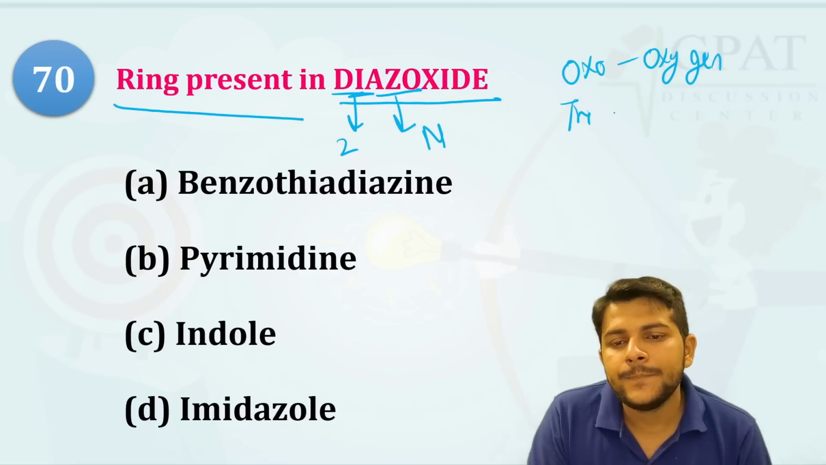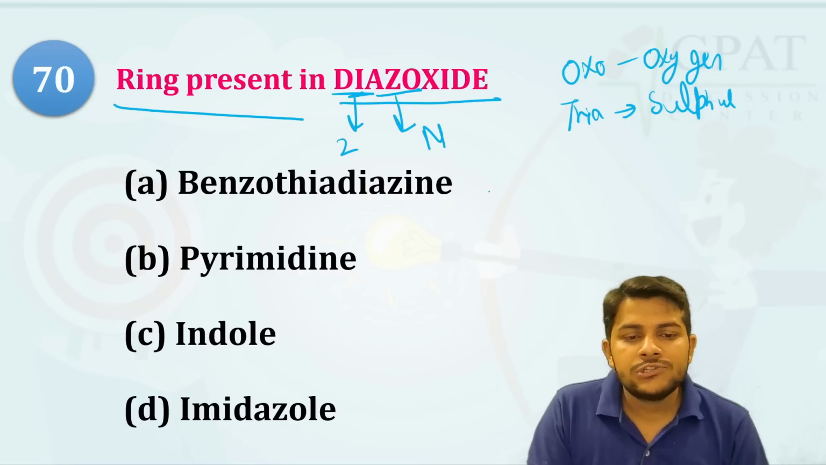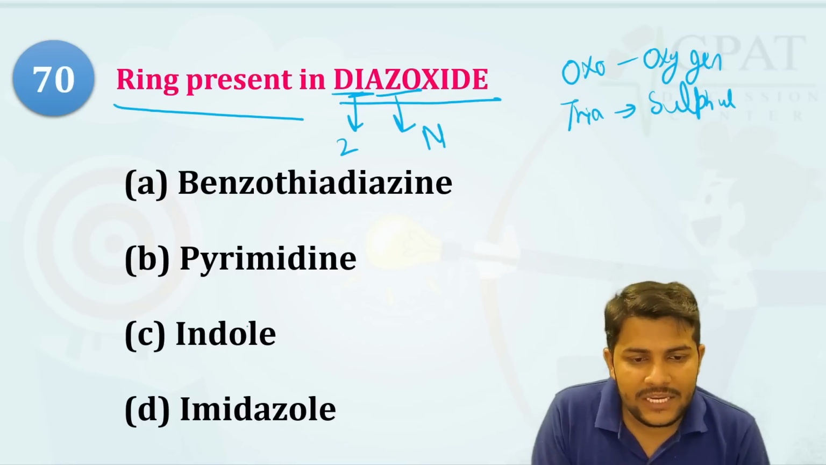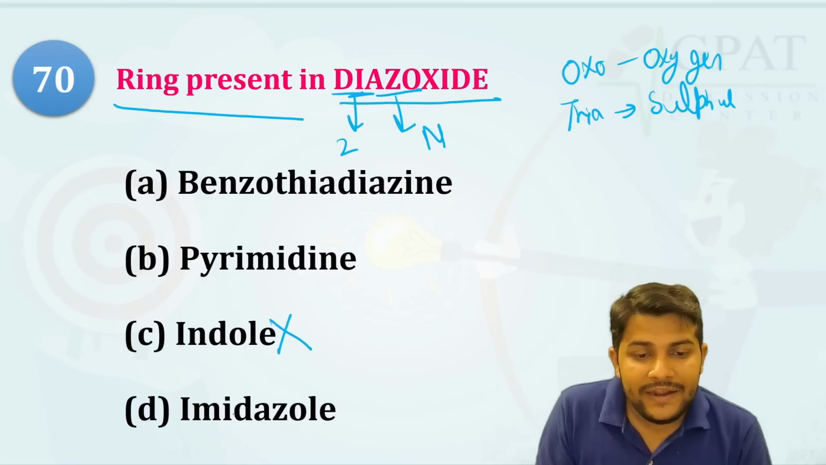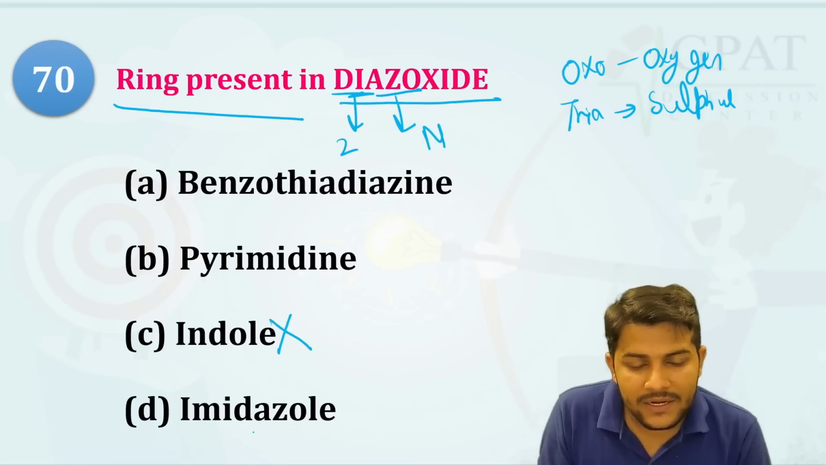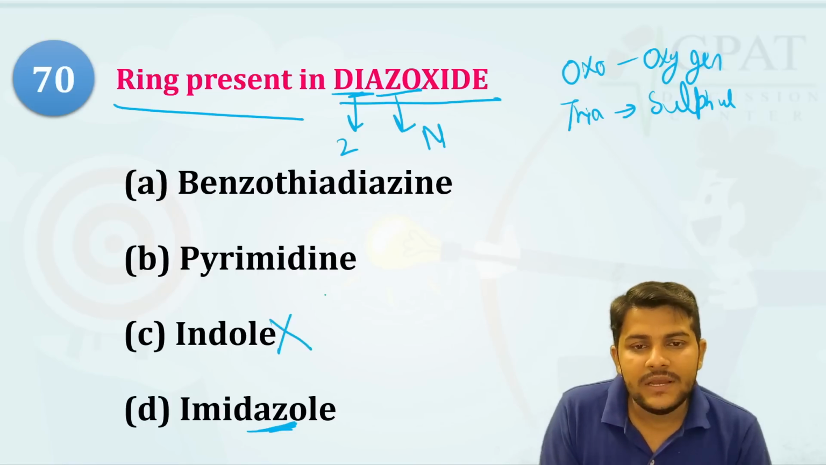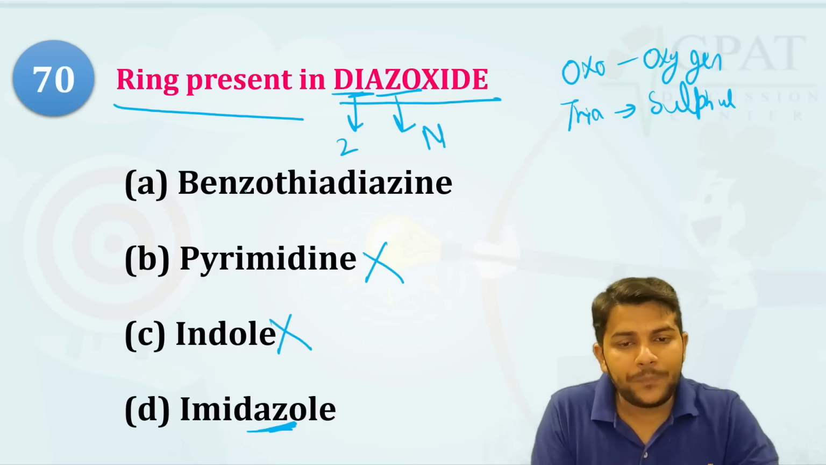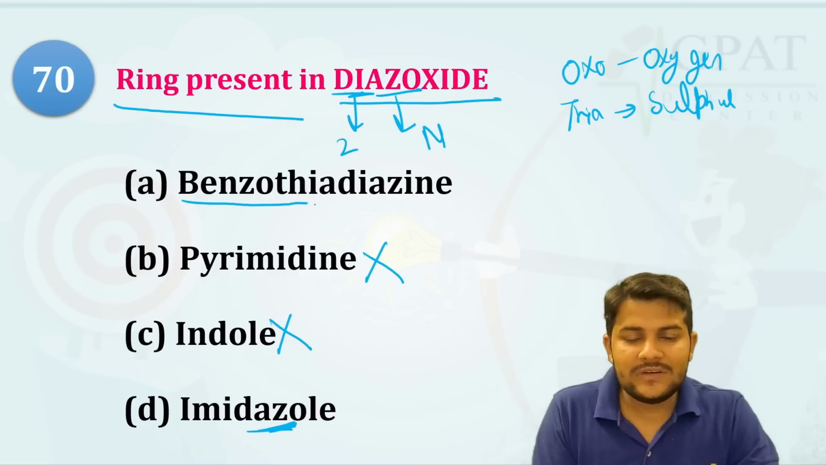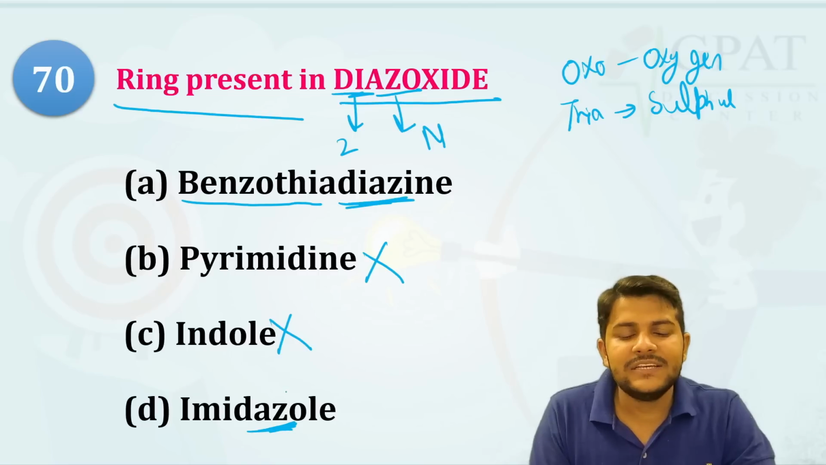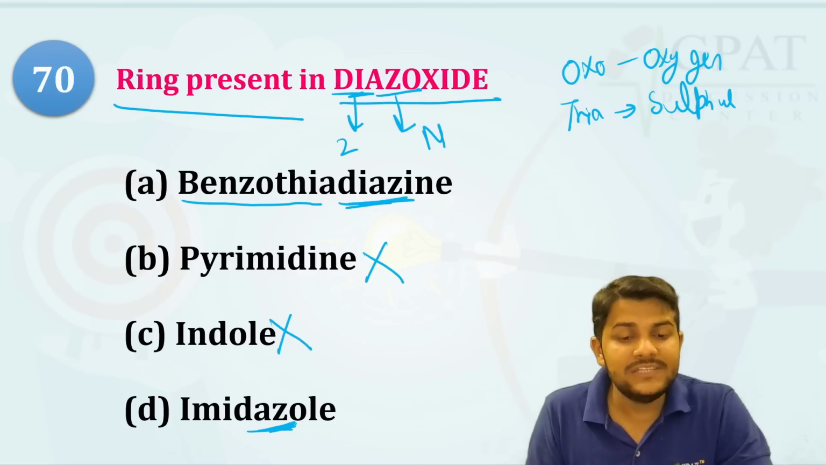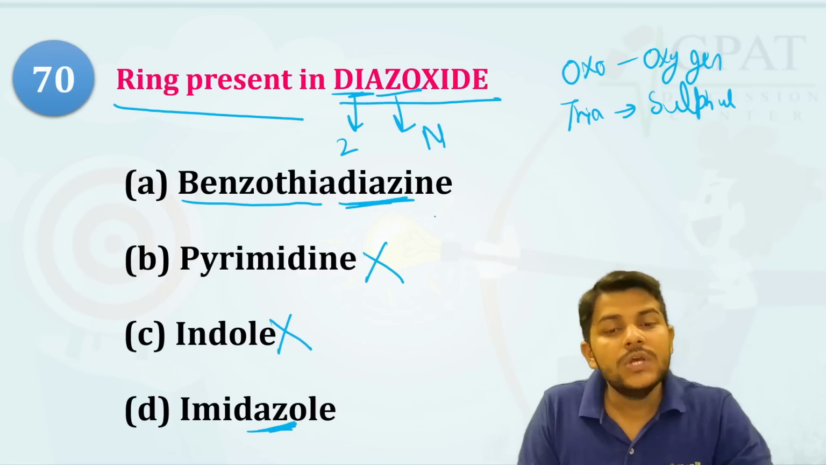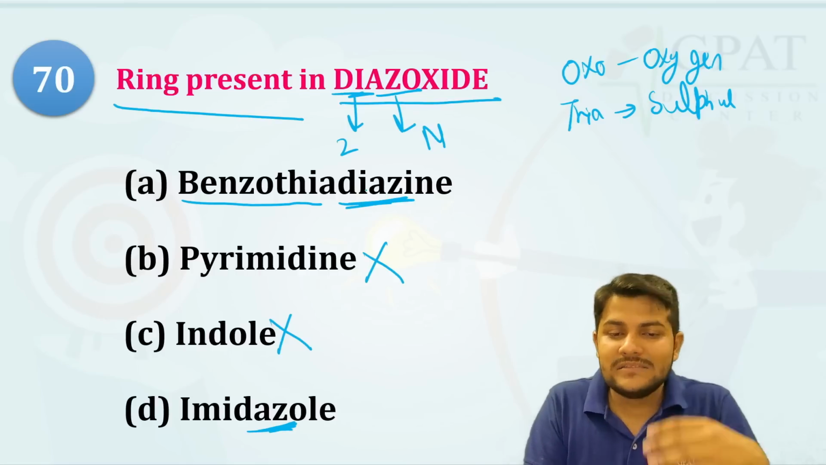So next you have again a question from the limit test: the turbidity that is produced in the limit test of chloride is due to. You have the options AgCl, BaCl2, AgNO3, and another. So AgCl, that is silver chloride. So silver chloride is going to produce the opalescence.